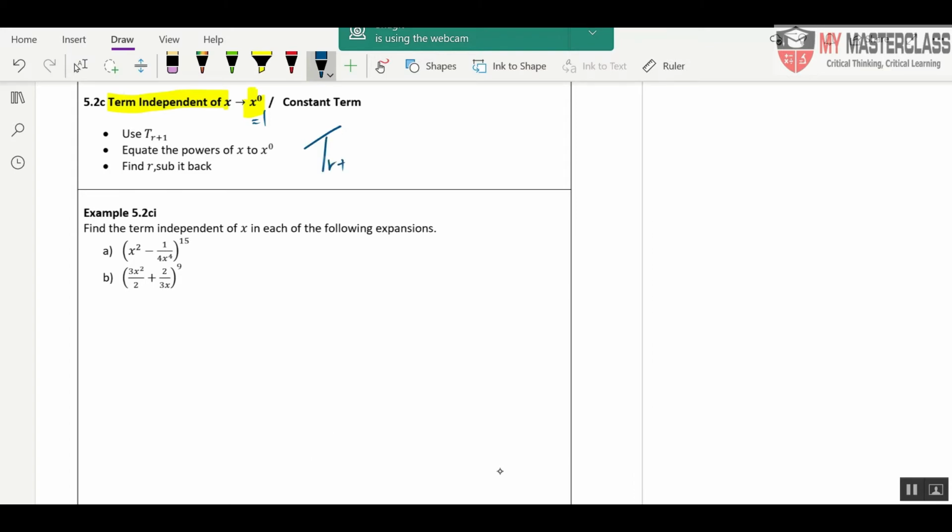So let's recall, what is Tr plus 1? By now, you have to remember that Tr plus 1 is n choose r, a to the power of n minus r, b to the power of r. Actually, is this Tr plus 1 given? Yes, I think it's given in the formula sheet. So go and check it out.